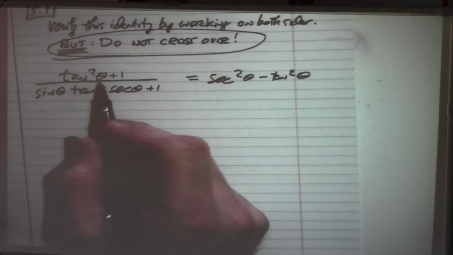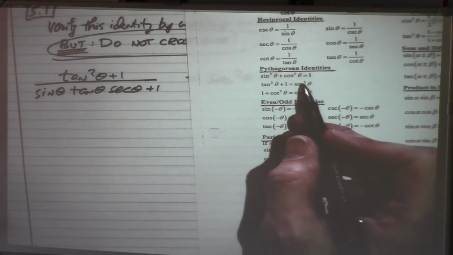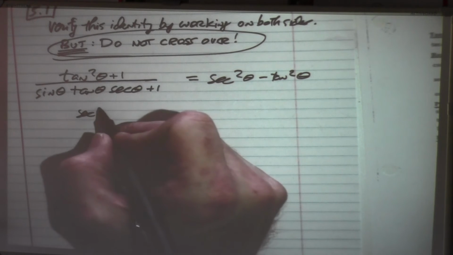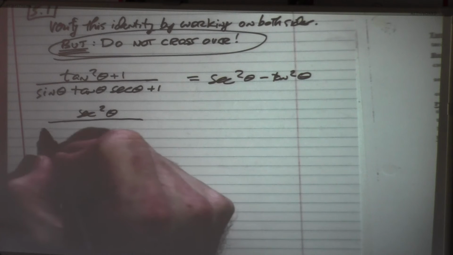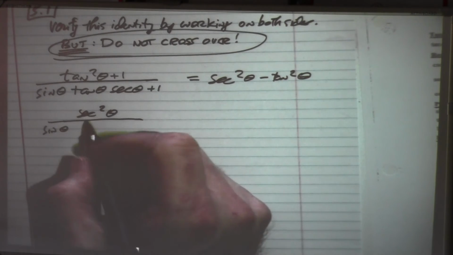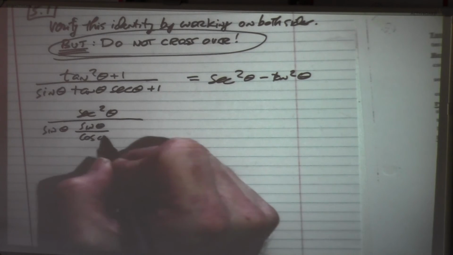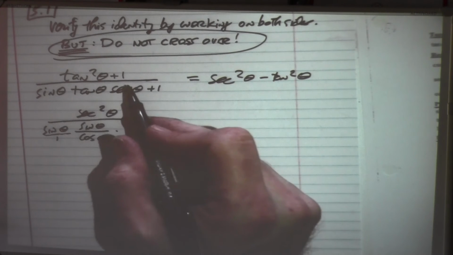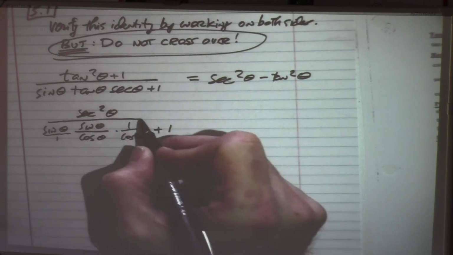I'll start off first by looking at this and seeing one of these setups that might be a Pythagorean identity, and it's an exact one. I don't even have to add or subtract anything. That's secant squared theta. So I'll change the top to secant squared theta. And underneath it, I still have sine theta, but tangent I will change to sine theta over cosine theta, and this is like it's 1 underneath. You don't have to show that, but it won't hurt. The secant is 1 over cosine theta, and then we still have a plus 1 here.